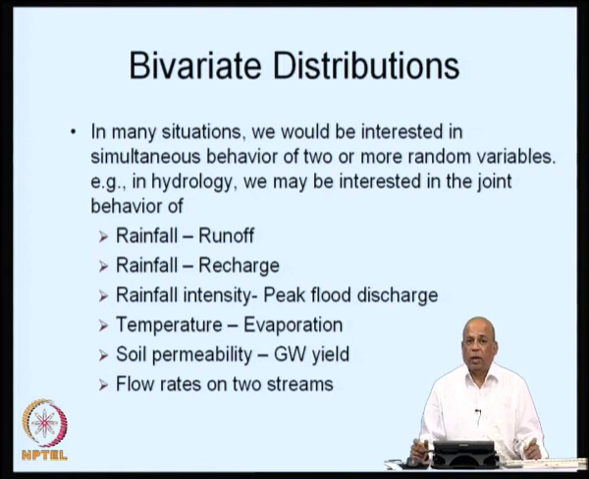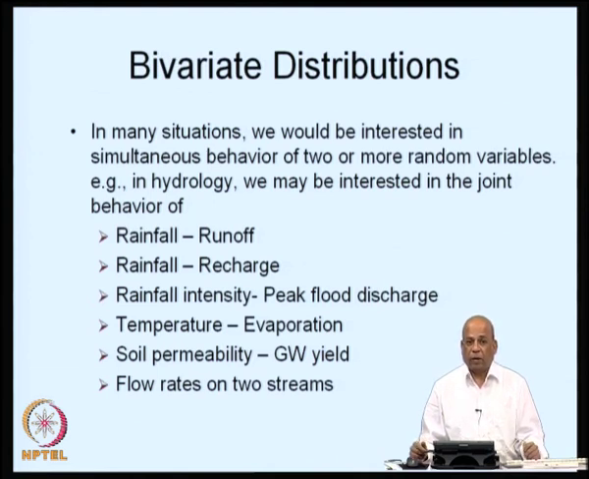Similarly, in the case of flood discharges, let us say you are talking about urban flooding, where the peak flood discharge is of interest, and this is related to rainfall intensity. And we would be interested in getting the joint distributions of rainfall intensity and the peak flood discharge, or the joint variations of rainfall intensity and peak flood discharge. Similarly, in the hydrologic models, we would be interested in temperature and evaporation, both of which are random variables, then soil permeability and groundwater yield.